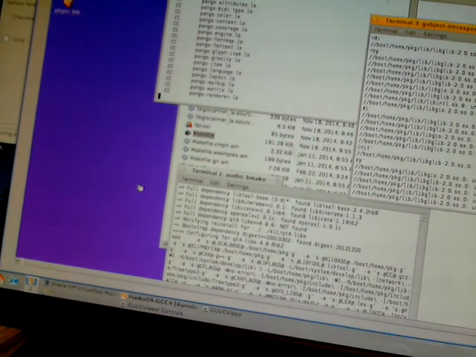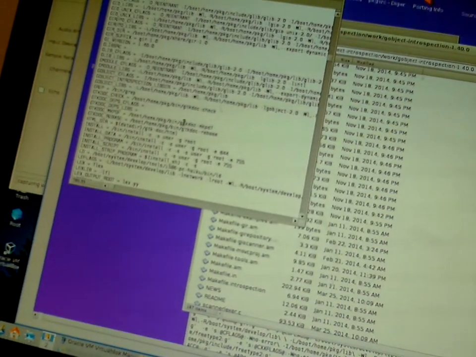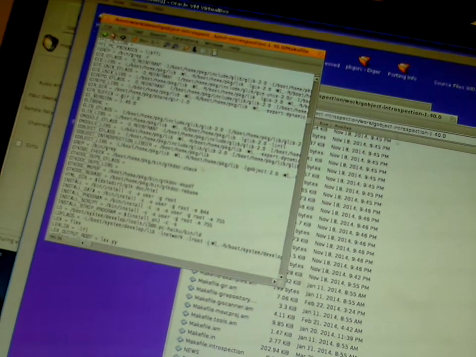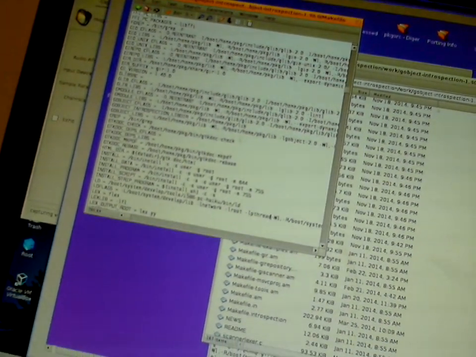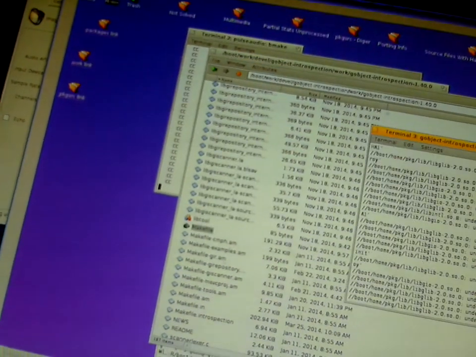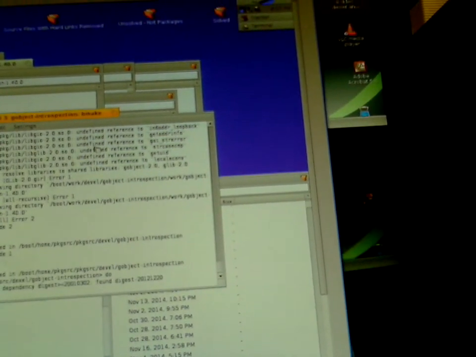pthread. Oh, did I not put pthread in there? Well, let's add some more. Minus pthread, just for good measure. PulseAudio seems to be going.